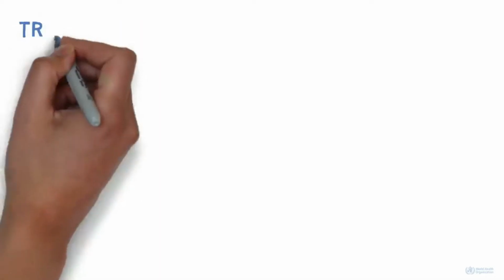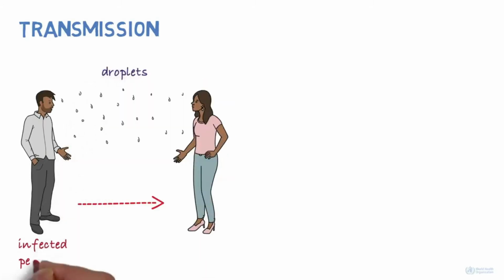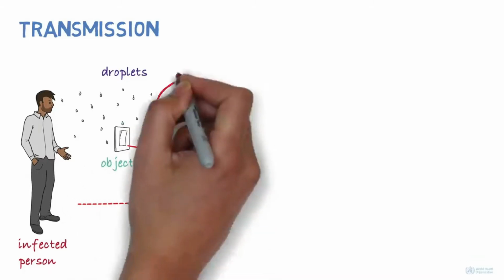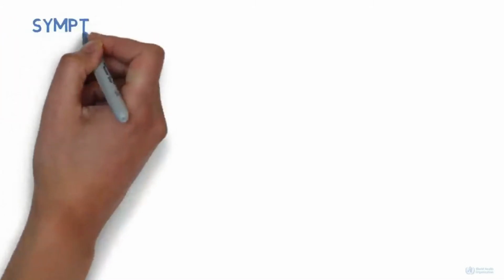How does this disease spread? Transmission. The disease spreads from person to person through droplets. When the infected person releases droplets by coughing, talking, or sneezing, and another person is close by, it can spread. It can also spread when infected droplets fall on an object and someone touches it and then touches their mouth, eyes, and nose.